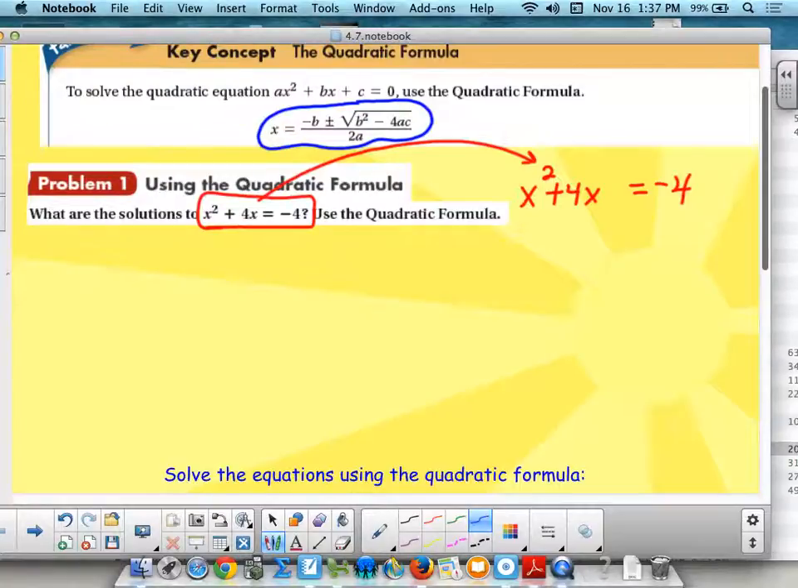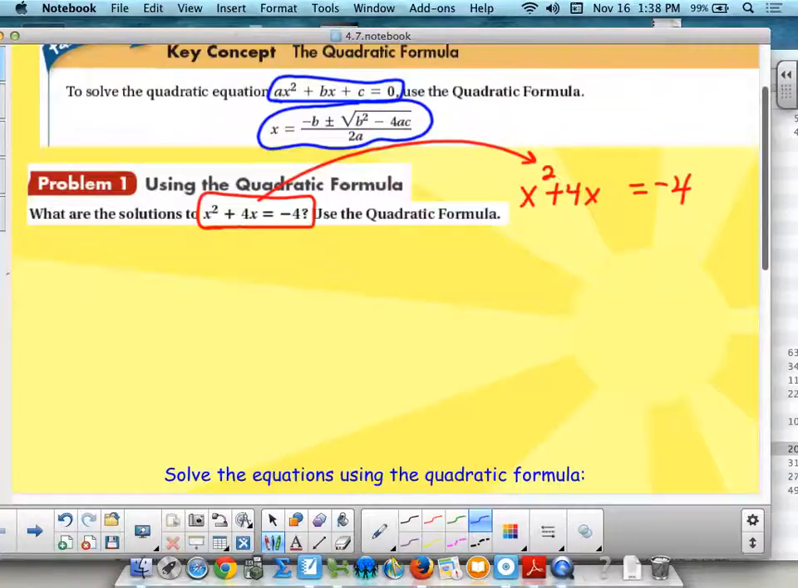But here's the deal. It says here to use this formula, your equation must be in standard form. Everything on one side, 0 on the other side. Is this equation right here ready to go? No, I don't have 0. So what's my first step?